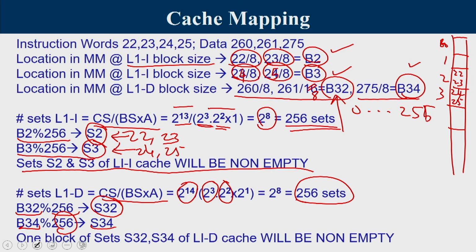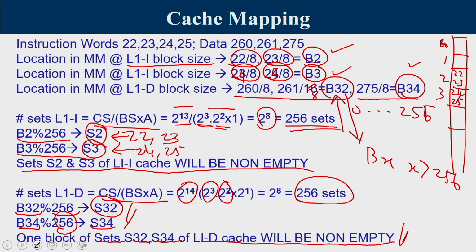You may find that the block number is the same as the set number, because all the block numbers are lower than 256. If the block number is Bx, where x is larger than 256, let's say block 300, then it should be 300 mod 256, that is the number that you get. It's a two-way associative cache. So in set number 32 and set number 34, out of the 2 blocks, one block will be non-empty. L1 D cache will be non-empty in that scenario as well.